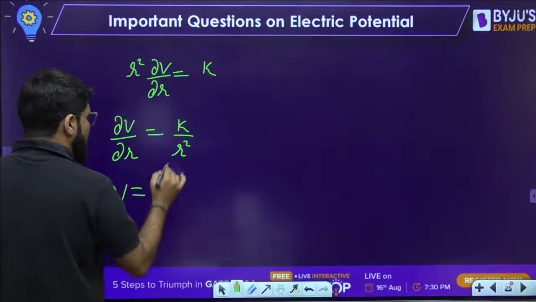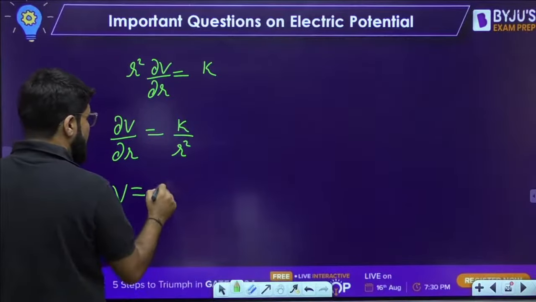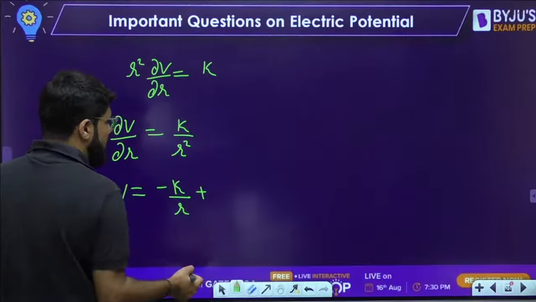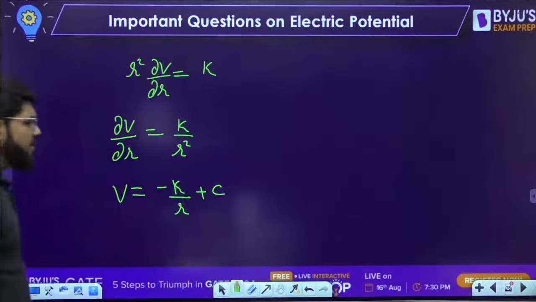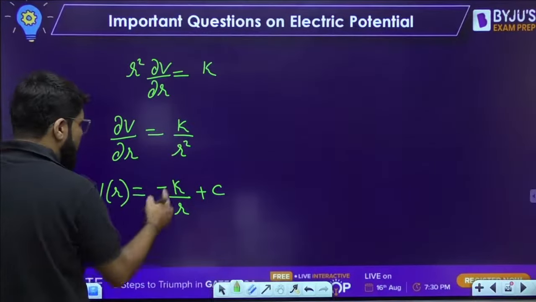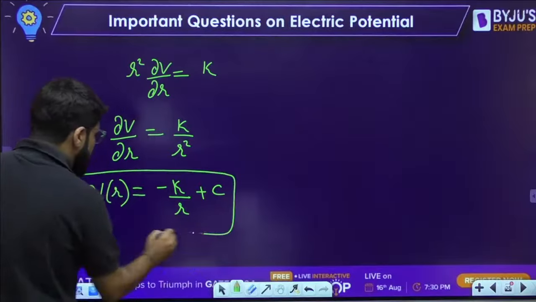Okay, and then you will get the integral of 1 upon r square. The integral of 1 upon r square is minus 1 by r plus constant of integration. Suppose that constant of integration is c. So this is the potential, which is a function of r. As you can see, the potential as a function of r is minus k by r plus c.